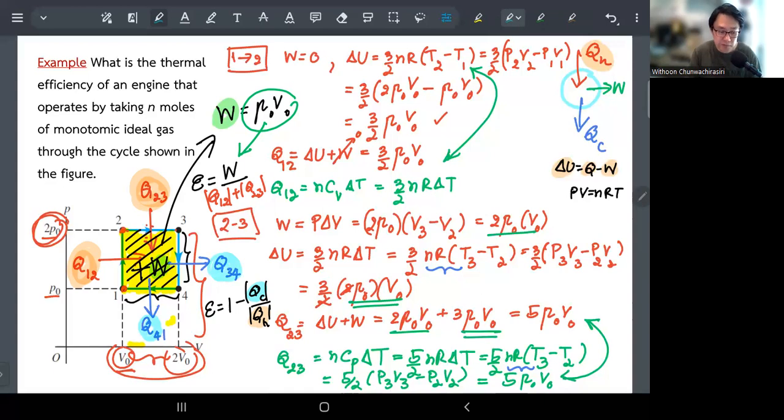Cool? Okay. And that wraps up the first law of thermodynamics and the applications of the first law applying to some processes or some cyclic process, pretty much, that we named heat engine.